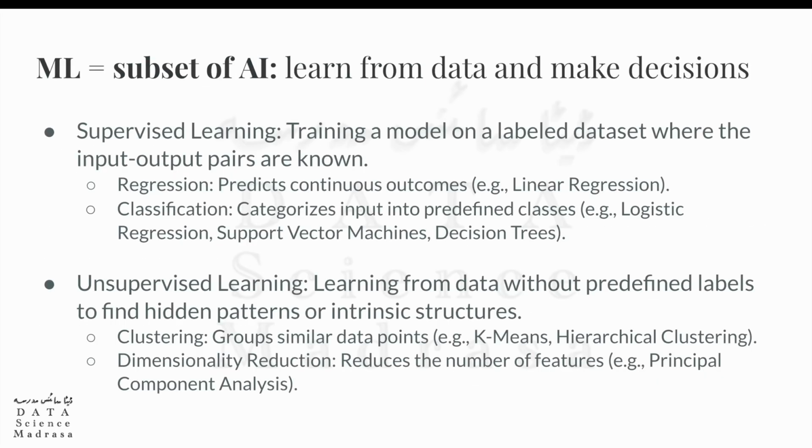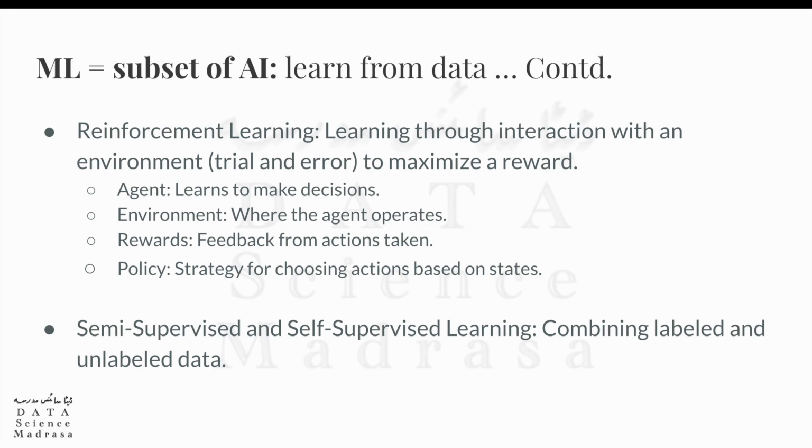So just a quick recap on machine learning. We looked at this in Unit 1 as well. Machine learning is a subset of AI. It learns from data and makes decisions, and contains supervised learning, unsupervised learning, reinforcement learning, and semi-supervised learning.